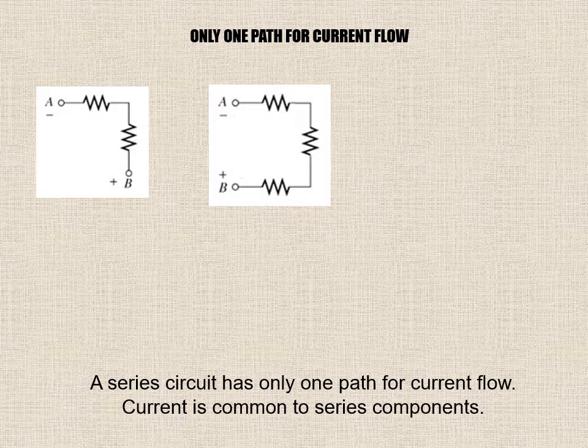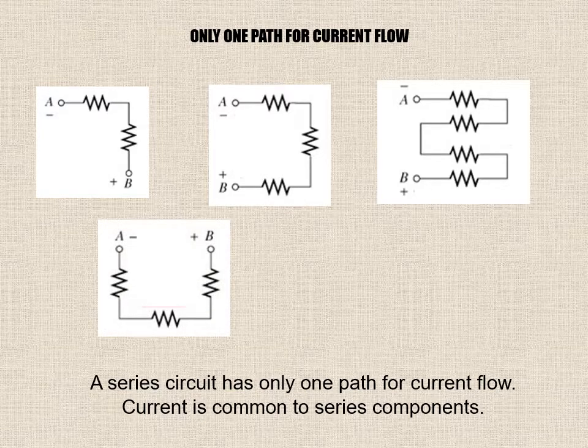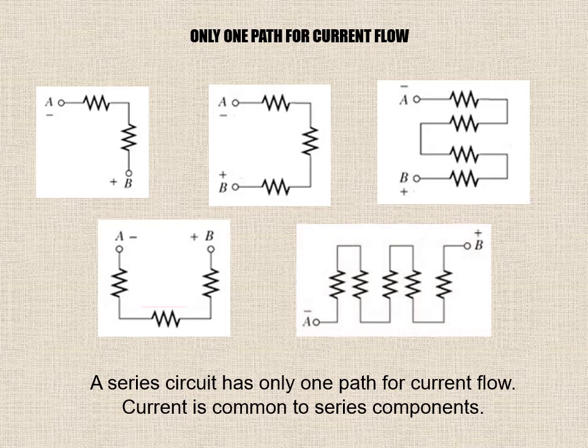Here again, there is only one path for electrons to flow from A to B. Same again. It looks different, but there's still only one pathway for the electrons to flow. It doesn't matter what the orientation is. If you trace your finger from A to B, there is only one path. Here again, it looks different, but there is only one path, which makes current common to all the series components.